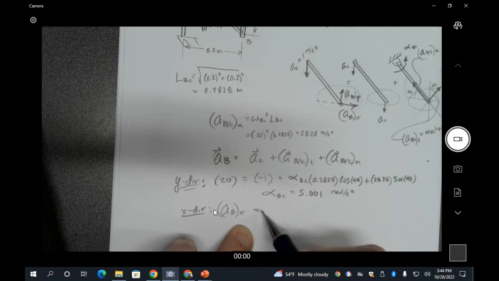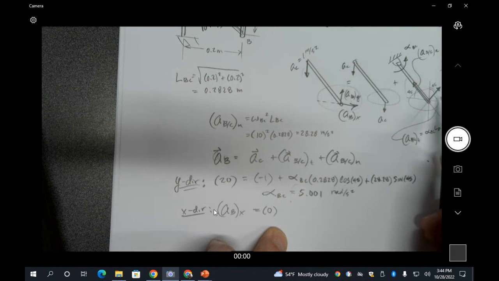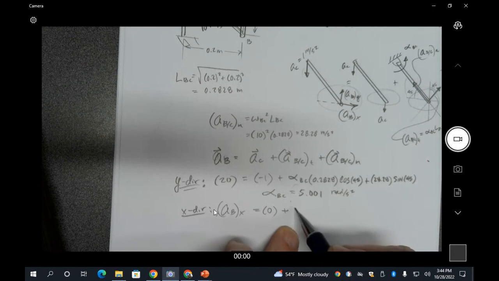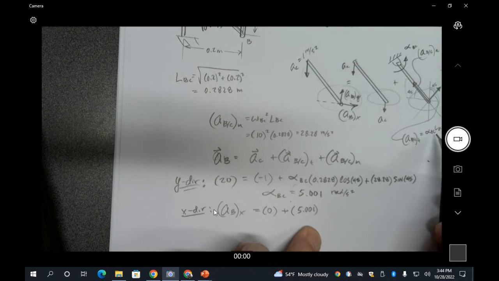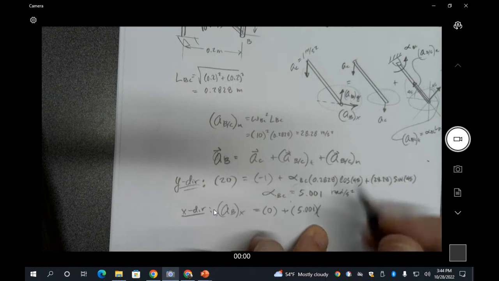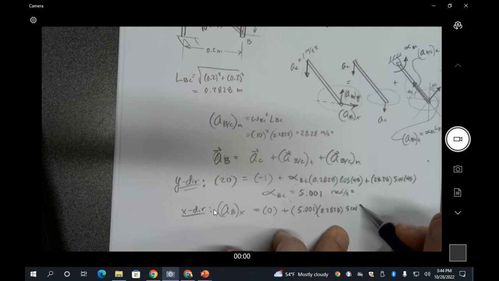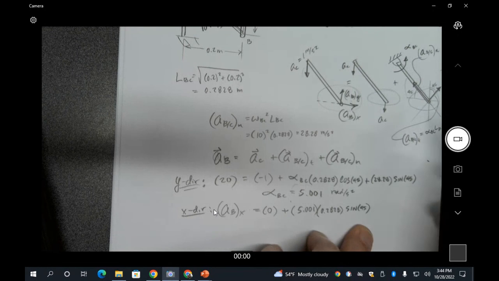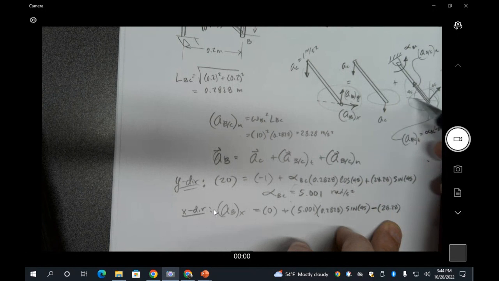So the acceleration of C has nothing in the x direction. So we come over to here, and we knew that this was correct. So it's positive, and it's got an alpha of 5.001 because I'm just stubborn. 0.2828, and remember that has to be the sine of 45, and now this one's going to be negative, and it's that 28.28, but the cosine of 45.